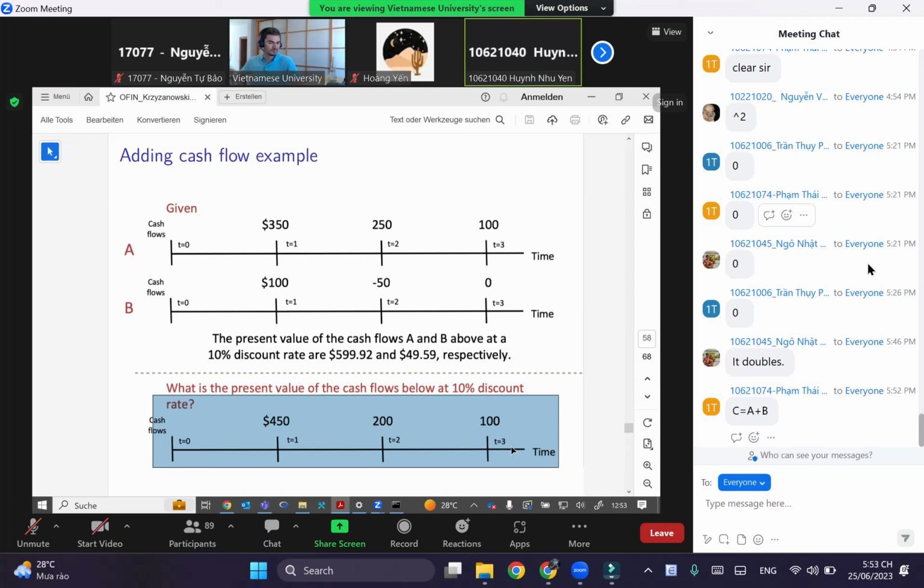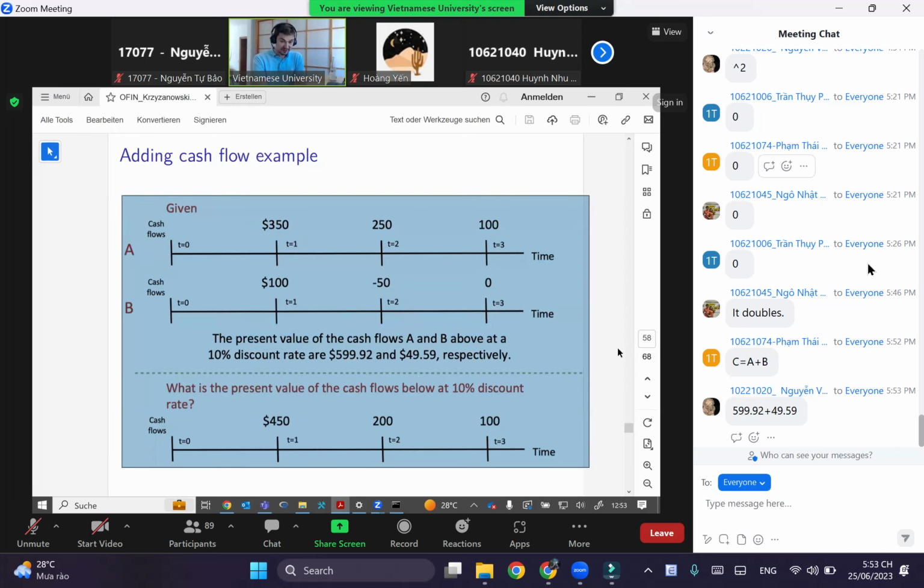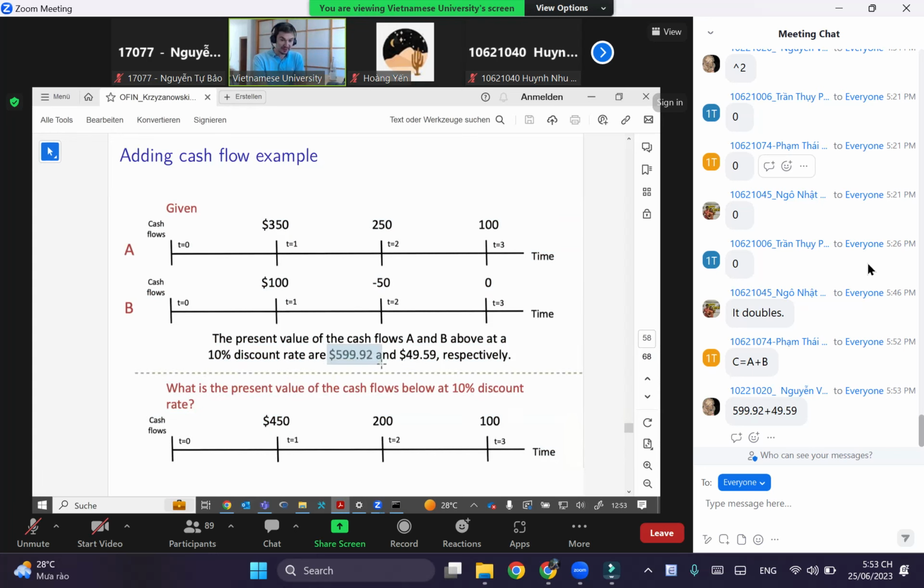The present value of C is equal to the present value of A plus the present value of B. Exactly. It's 599.92, and I also see it in the chat. It's the present value of A, 599.92, plus 49.59. And this is because of the law of one price, because you argue, well, same investments, same price.